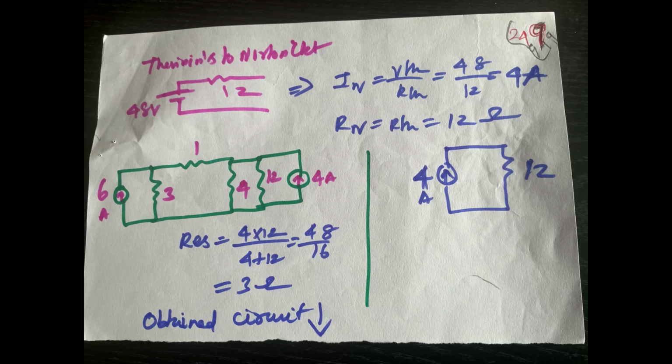We find two IN values. The first IN value is 6 ampere. The second IN value is 4 ampere. And our Thevenin resistance is 4 ohm for the first part. For the second part, our Thevenin resistance is 12 ohm, that is in series with the source. The 4 ohm and 12 ohm are connected in parallel between the sources. For the resistance we use the parallel resistance formula.